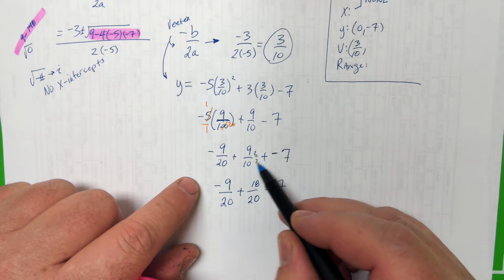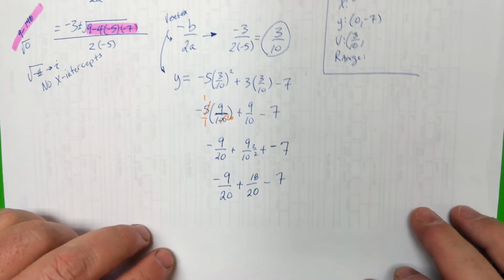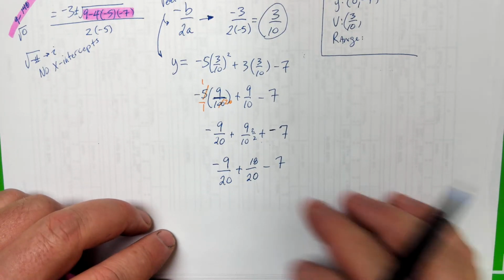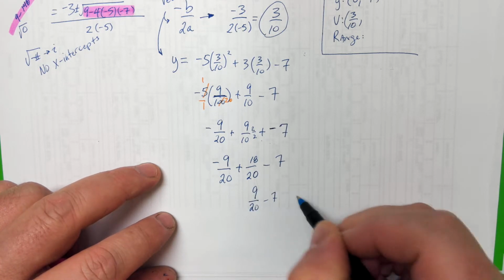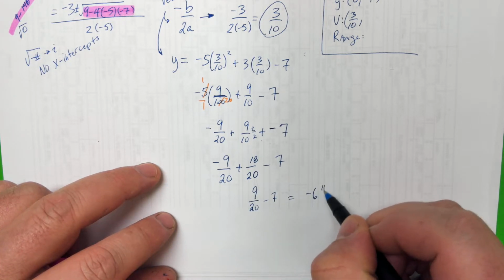All you gotta do is multiply by 2 over 2, right? It's always twice as big. And then that's going to be positive 9 over 20 minus 7. That's going to be -6 and 11/20.